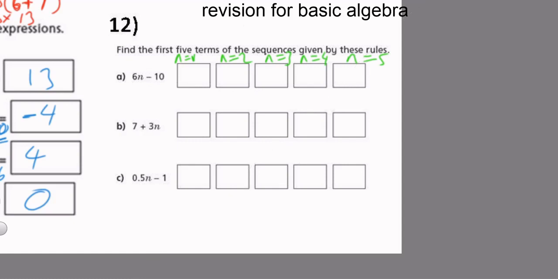That'll be six times 1 take away 10. That'll be 6 take away 10. That'll be minus 4. Next one. This one here, that'll be 6 times 2 take away 10. 6 times 2 is 12. 12 take away 10 is equal to 2.